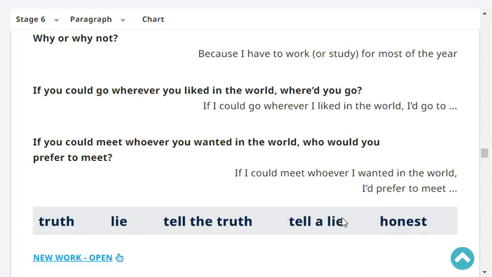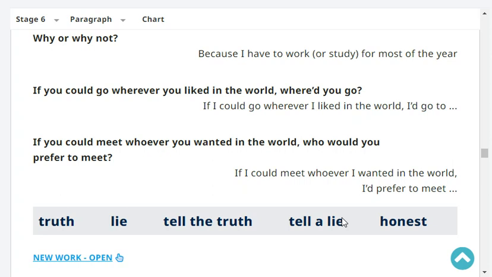If you could go wherever you like in the world, where'd you go? If I could go wherever I like in the world, I'd go to the North Pole. Very good.